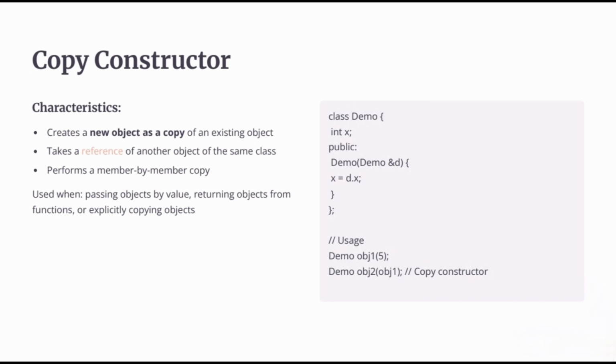In this example, the constructor takes another object of the same class as a reference and copies its value. So, when we create object 1 as 5, x becomes 5. If we then create object 2 from object 1, the copy constructor is called and object 2 also gets the same value as object 1.